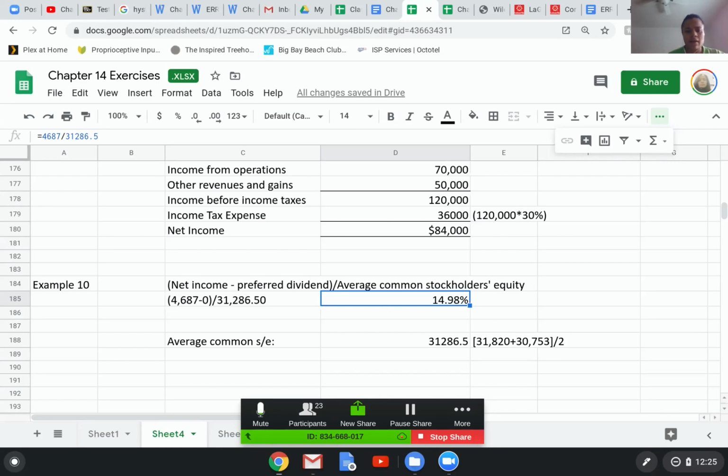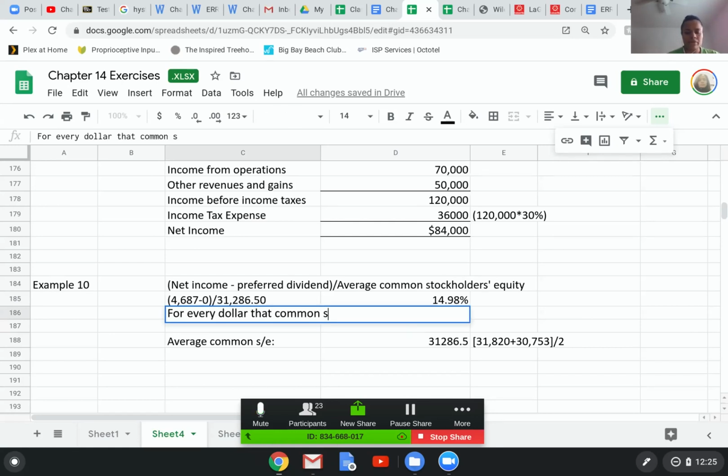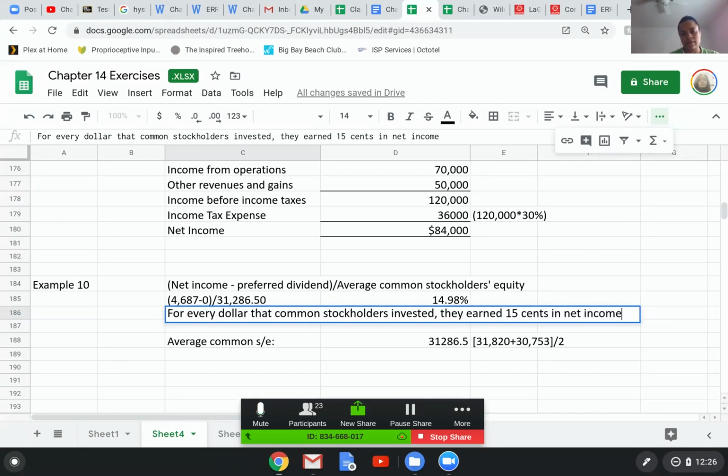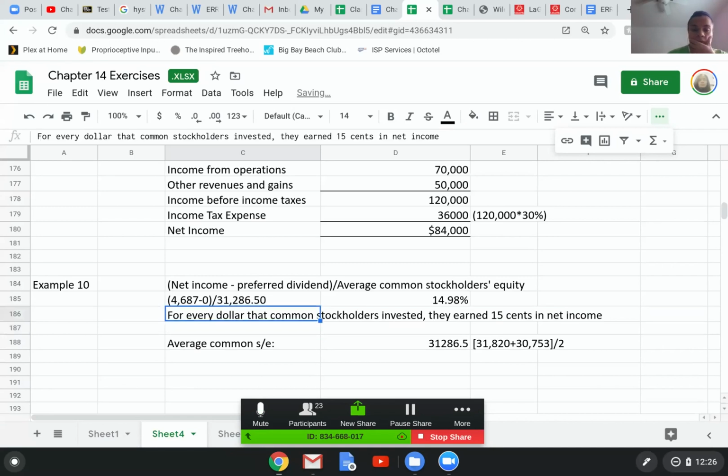We say that, and you won't have to write this on the test, but for every dollar that common stockholders invested, they earned 15 cents in net income. So for every $1 that you put in, your return is 15 cents.